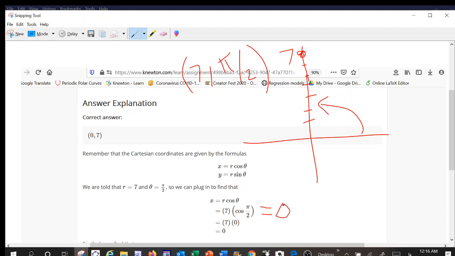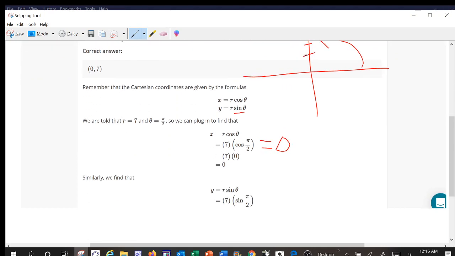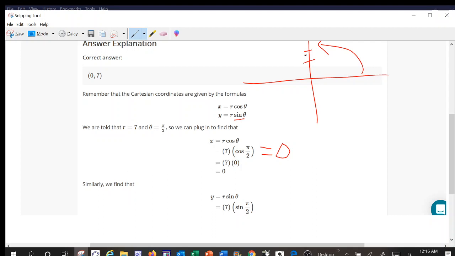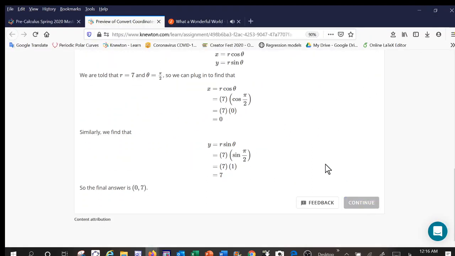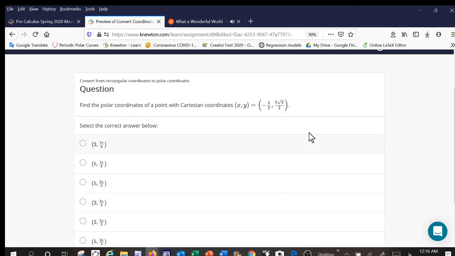And what is y? R sine pi over 2. Well, sine of pi over 2 is 1 times 7 is 7. So y is going to equal 7, right? And x is going to equal 0, right? And that's all. So converting these points is not really hard if you write the formulas down, right?